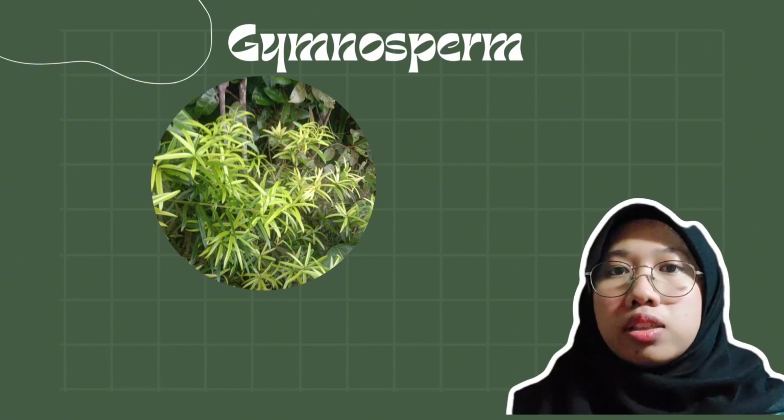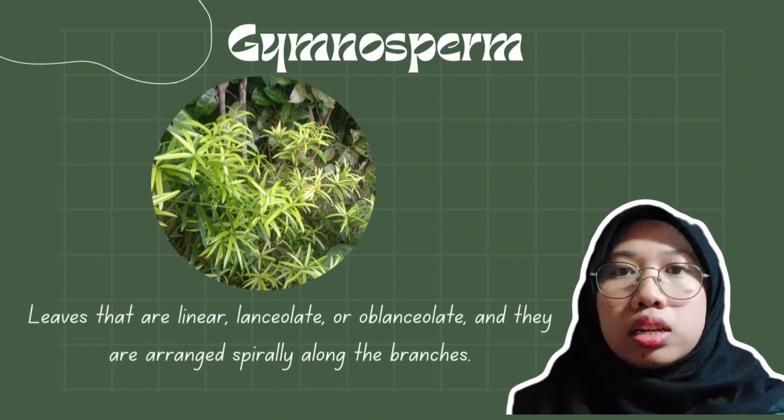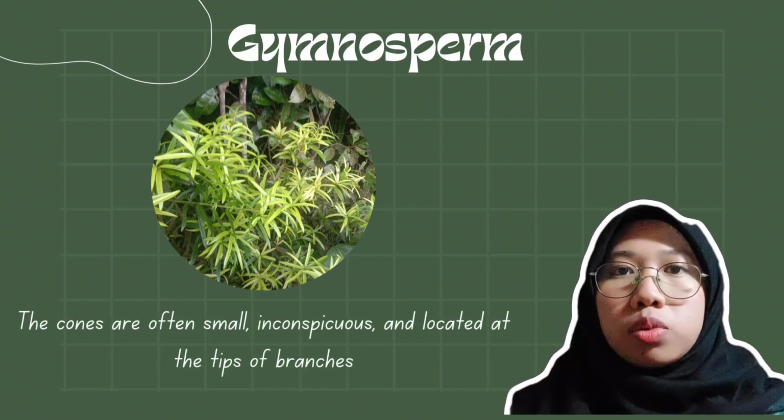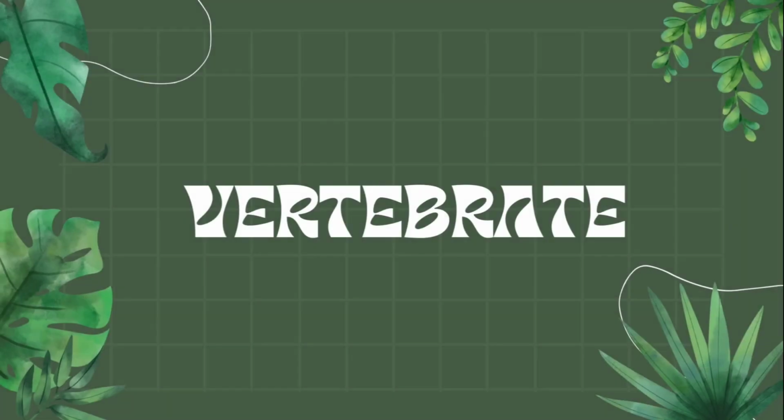This plant can be identified by its leaves that are linear, lanceolate or oblanceolate, and they are arranged spirally along the branches. The reproductive structures are cone-like structures known as strobili. The cones are often small, inconspicuous, and located at the tips of branches.